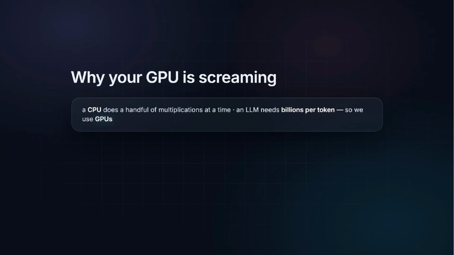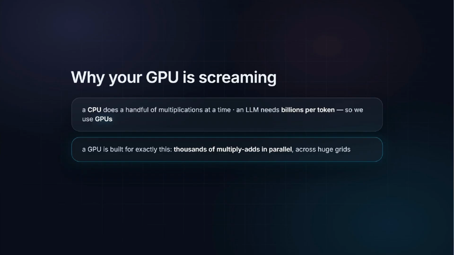A CPU does a handful of multiplications at a time. A model needs billions per token. A GPU is built for precisely this. Thousands of multiply and adds in parallel, across enormous grids. So the raw math is fast. Which means a 70 billion model should still feel quick, right?